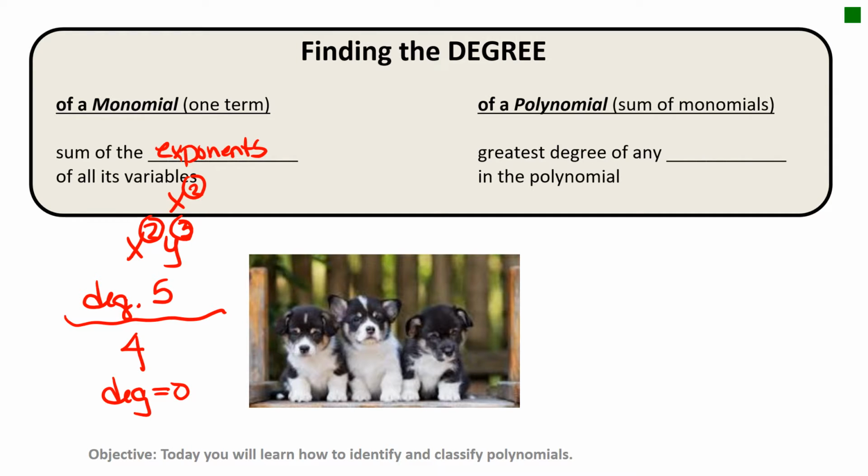And the degree of a polynomial is the greatest degree of any monomial. So you have to check each one. Remember, monomials are separated by plus or minuses. So how many variables here, how many variables here, how many variables here? Biggest one wins.